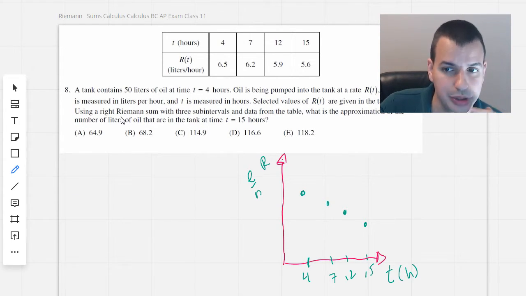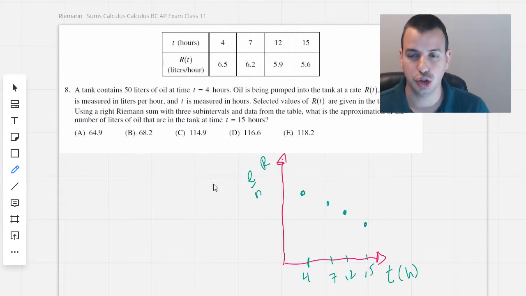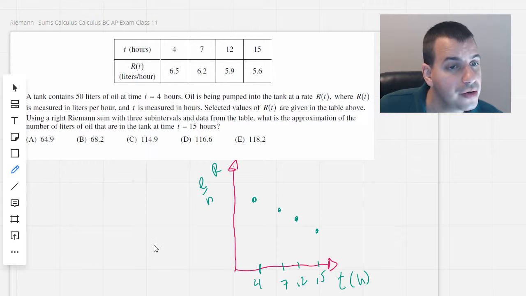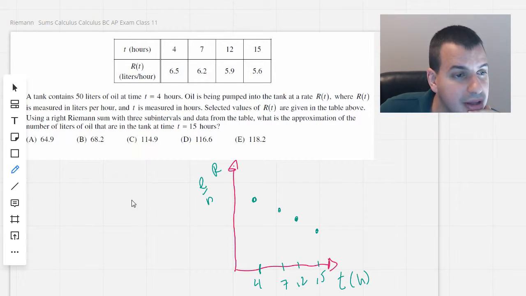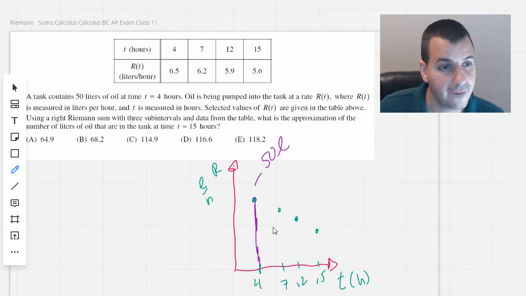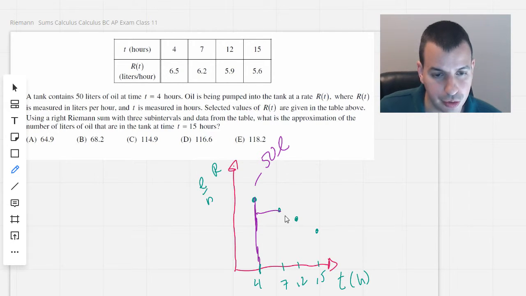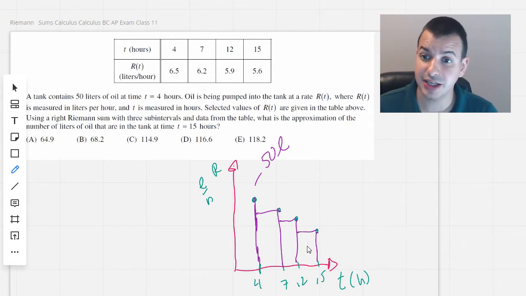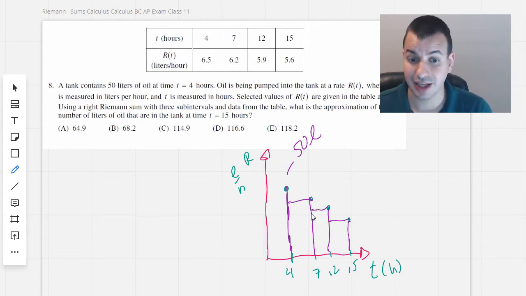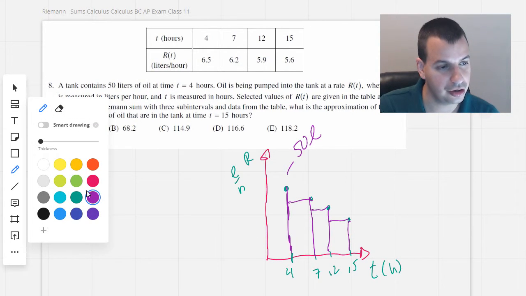So we want to use a right Riemann sum, which means we want our rectangles to touch the right side of the curve. And so what we're going to do then is when we draw these out, 3 subintervals, using a right Riemann sum with 3 subintervals. So we're given that at this point here, we have 50 liters. And so 3 subintervals will be 3 rectangles. So 1, 2, 3. And the idea here was we're using the right Riemann sum, which means the right corner of our rectangle will touch the curve, like this. And so now then we find the area under the curve.